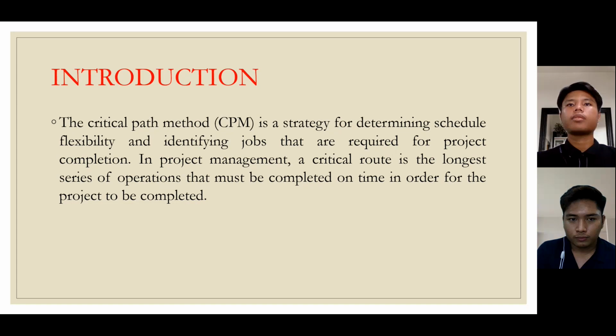So for question 2, we will have the critical path method, CPM. CPM is a strategy for determining schedule flexibility and identifying jobs that are required for project completion. In project management, a critical path is the longest series of operations that must be completed on time in order for the project to be completed.